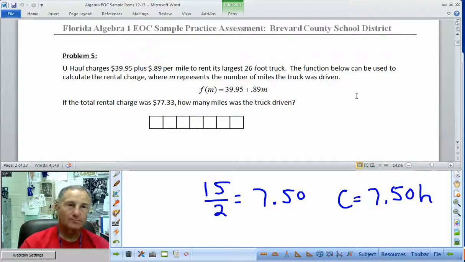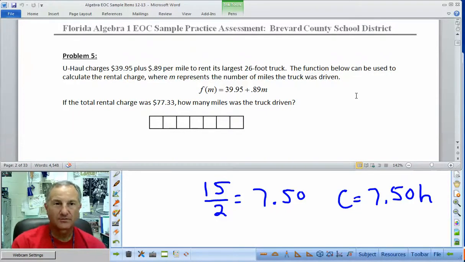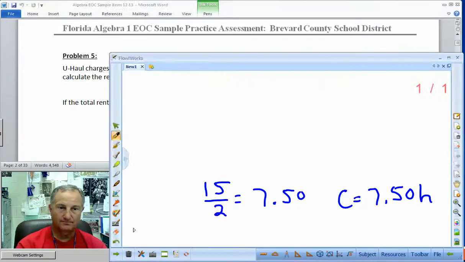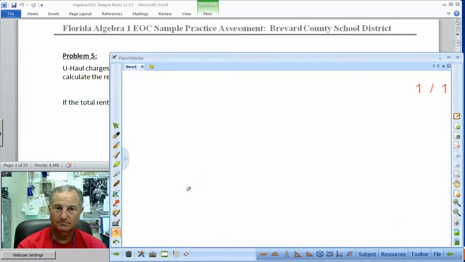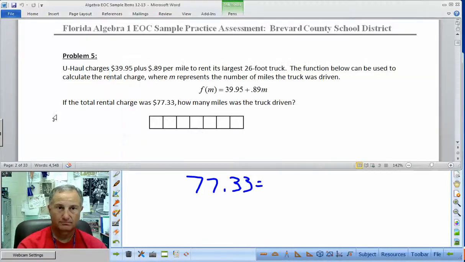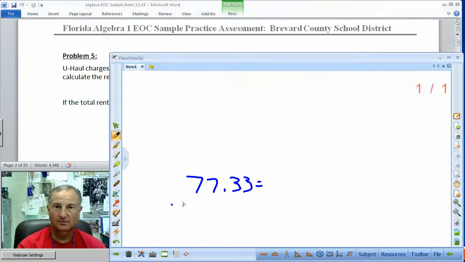Problem 5. U-Haul charges $39.95 plus 89 cents per mile to rent its largest 26-foot truck. The function below is used to calculate the rental charge, where M represents the number of miles of the van. They're giving you the formula: F of M, the total charge, equals $39.95 plus 89 cents per mile times M. So if the total charge is $77.33, then $77.33 equals $39.95 plus 0.89M.